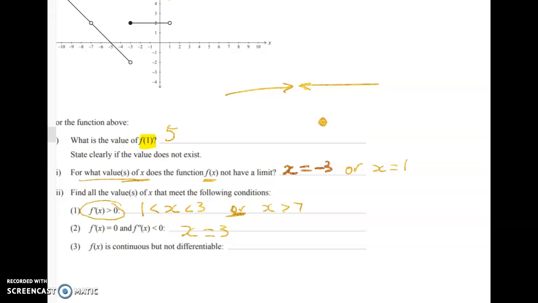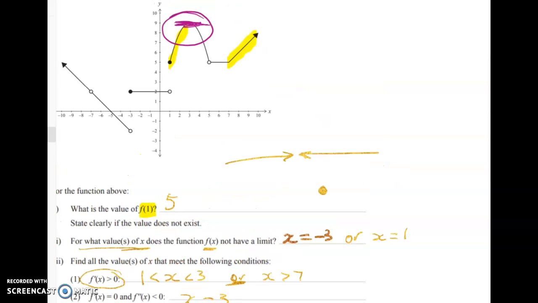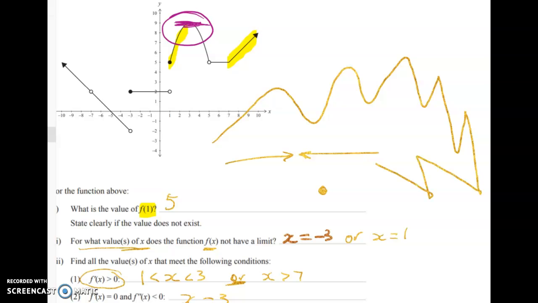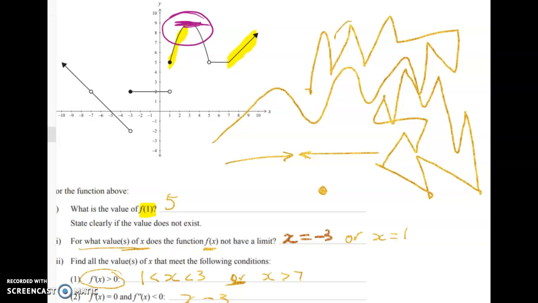Lastly, where is the function continuous but not differentiable? So continuity is this test that I don't lift my pen off the page. If we're looking for something that's continuous but not differentiable, what I'm looking for is any sharp pointy bit. So this line that I'm drawing is totally continuous, but it's not differentiable at all of these places. So on my graph, where have I got that? Well, there's only one of those places. Here, it's continuous, but it's not differentiable.